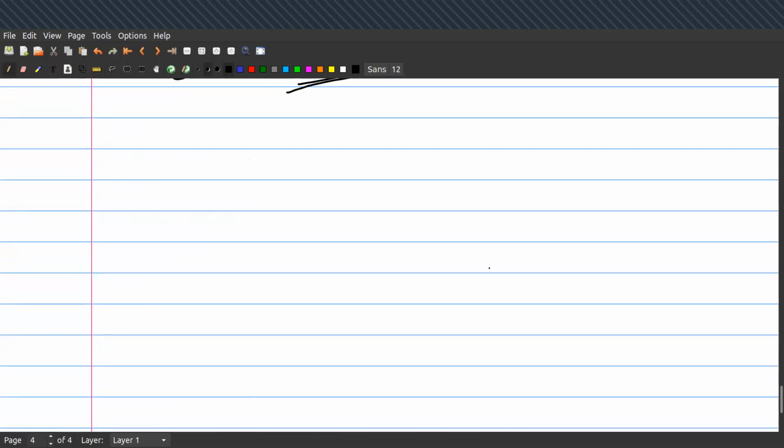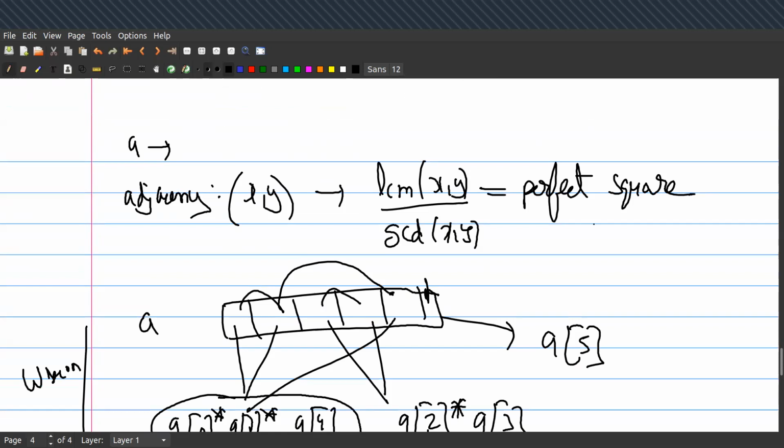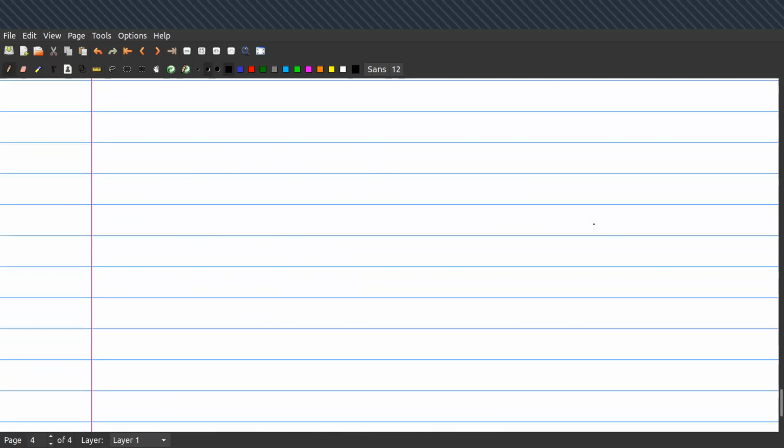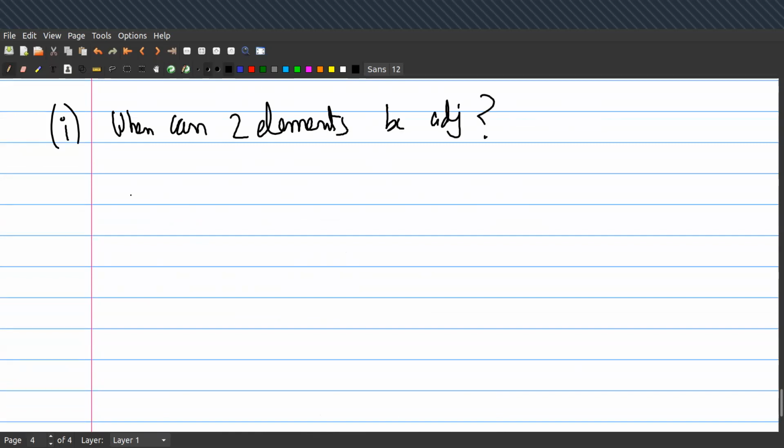So let's just see when can two elements be adjacent. Cool. So we have this condition, right? That is, LCM of x and y divided by their GCD is a perfect square. Now, what does this mean?